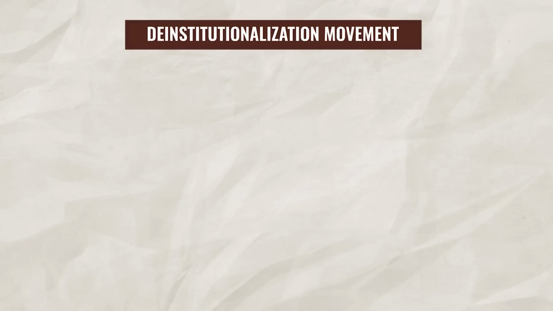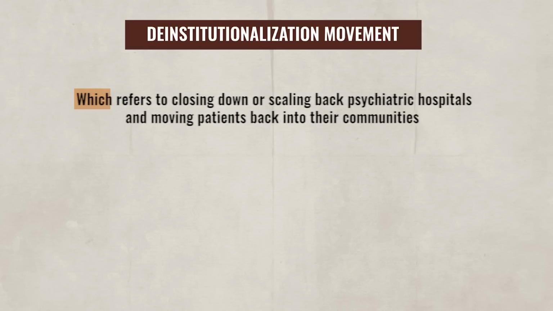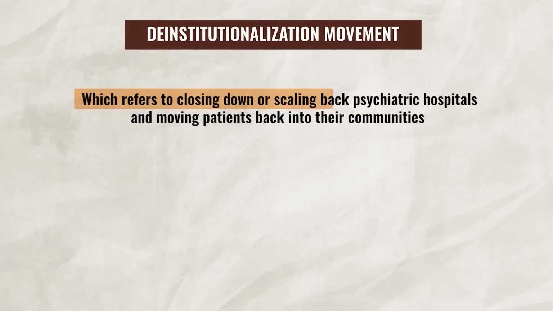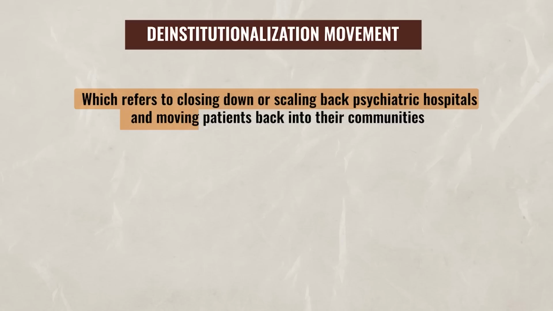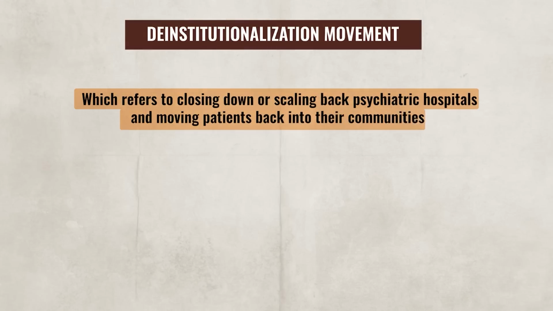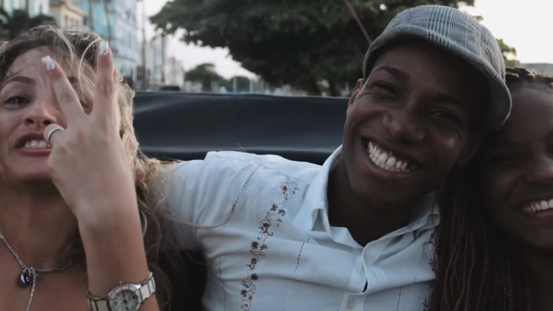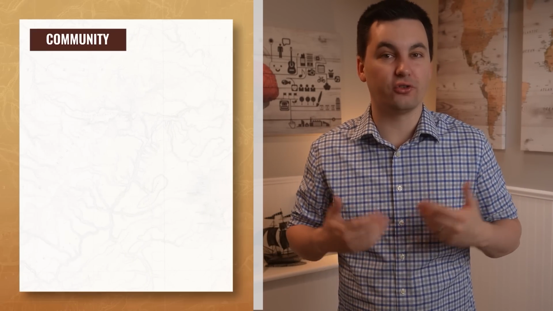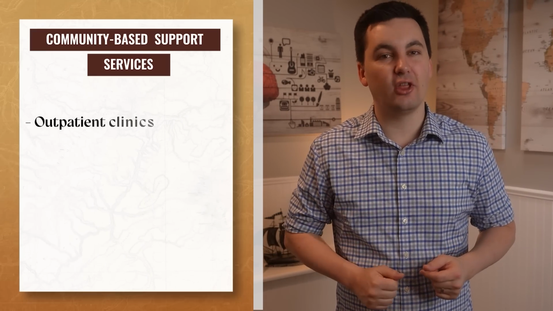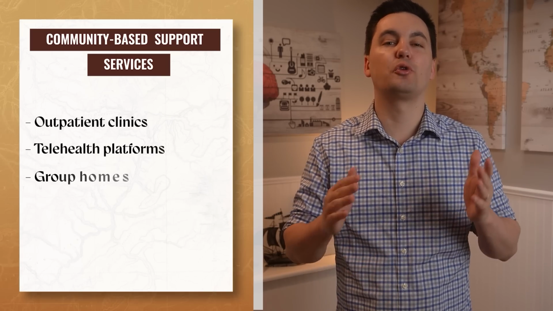As psychotropic medications became more effective at stabilizing conditions, the amount of people staying in institutions started to decrease. This led to the Deinstitutionalization Movement, which refers to the closing down or scaling back of psychiatric hospitals and moving patients back into their communities. This shift allowed clients increased freedom and allowed them to reintegrate into society. It also led to a greater focus on community-based support services, such as outpatient clinics, telehealth platforms, or group homes.